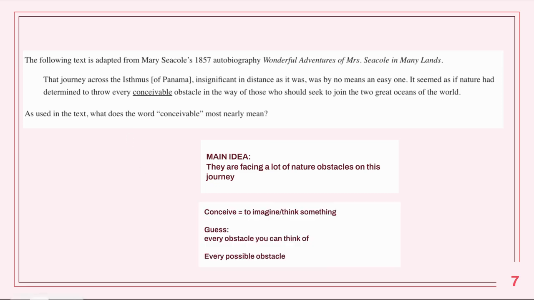So if you do know what conceivable means, conceive is kind of to imagine or to think something. You can also think of conceiving, like having a baby, or it's like anything you can have.